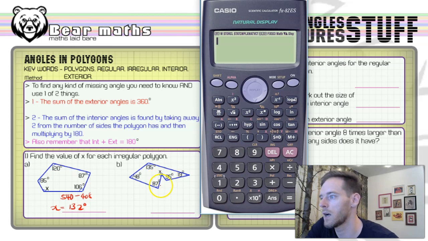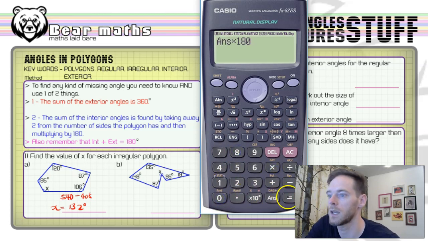Okay, these might not be drawn to scale. It might be a little bit deceptive, but this one is, by the looks of things, a reflex angle. All right, pretty clearly. So yeah, we're going to do exactly the same thing, but we're going to take 6 this time, so 6 sides, take away 2 is 4, multiplied by 180 is 720. So the sum of the interior angles of a hexagon is 720 degrees.